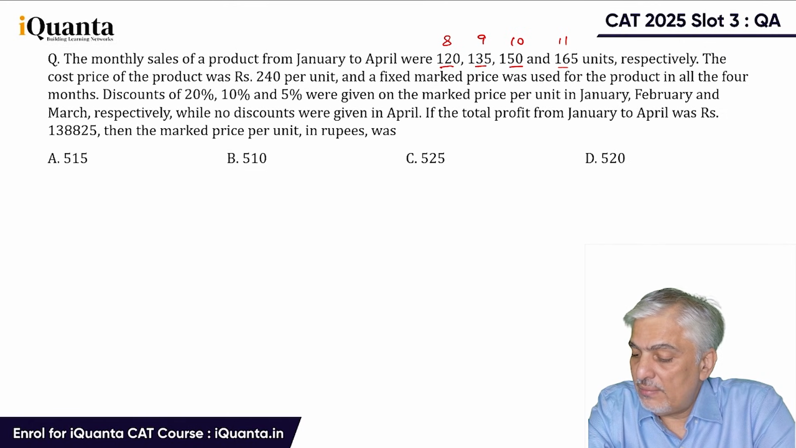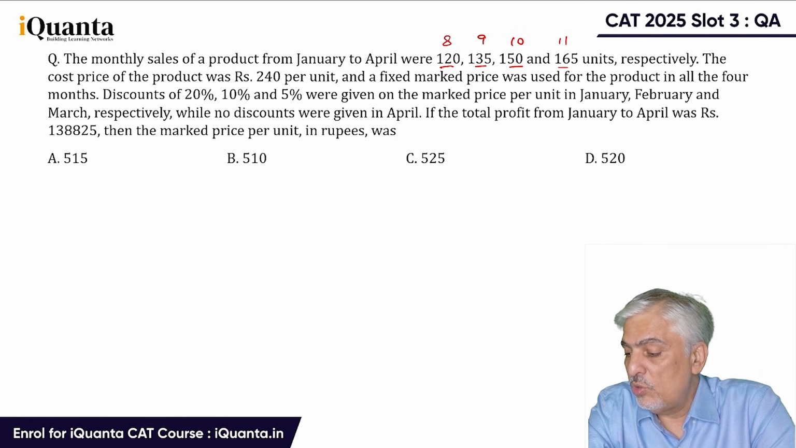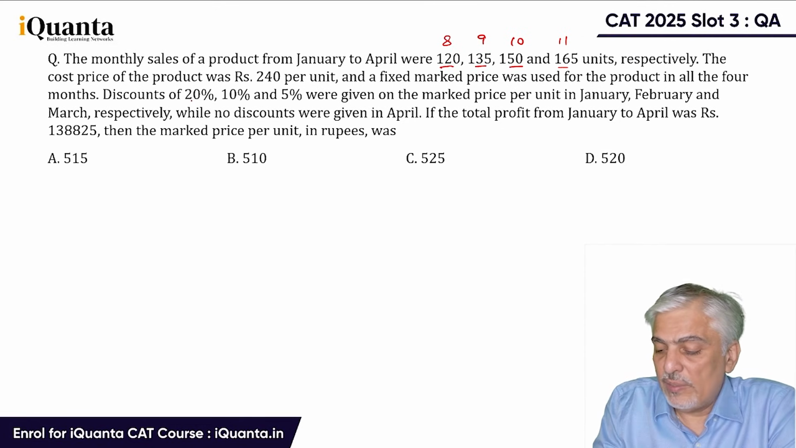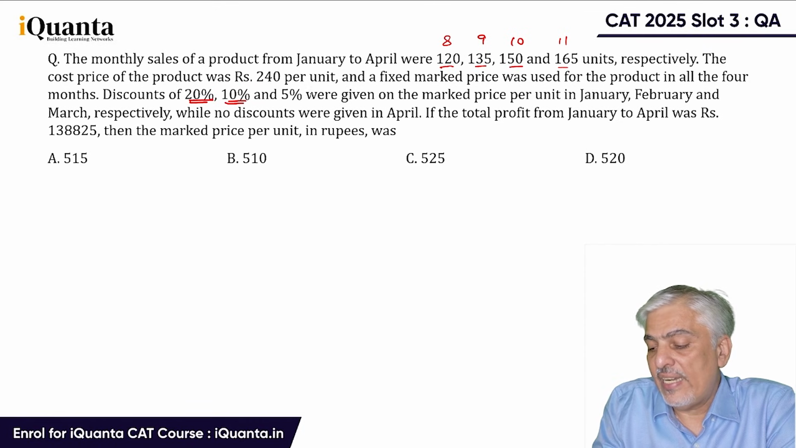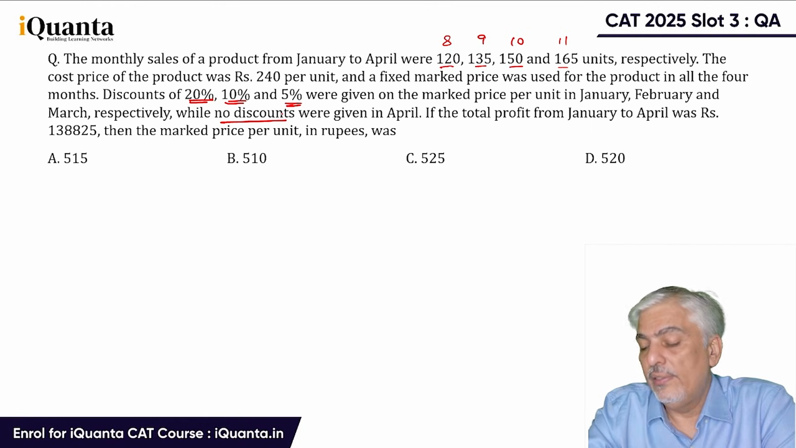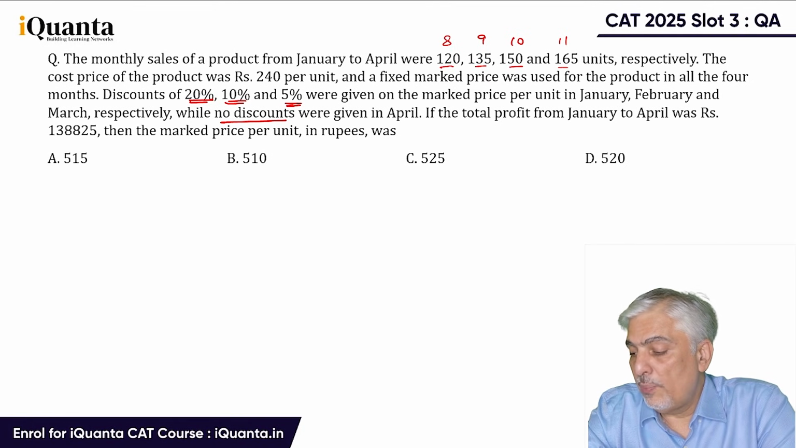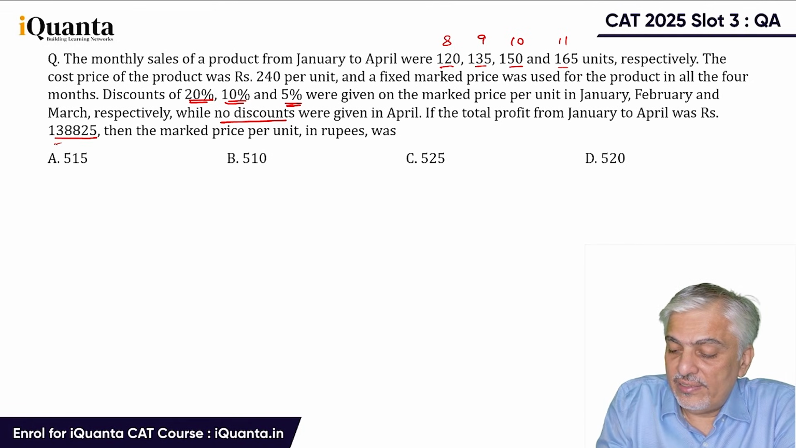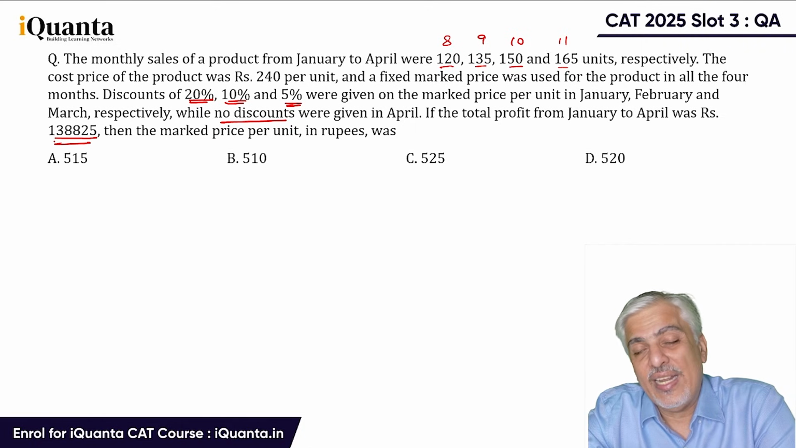And a fixed mark price was used for the product in all the 4 months. So a mark price was fixed for all 4 months, but different discounts were given. In the first month, there was a discount of 20%, then 10%, then 5%, and then 0% discount, no discount in April. Okay. So if the profit was 1,38,825, big numbers, besides those big numbers, I think this question was very straightforward.